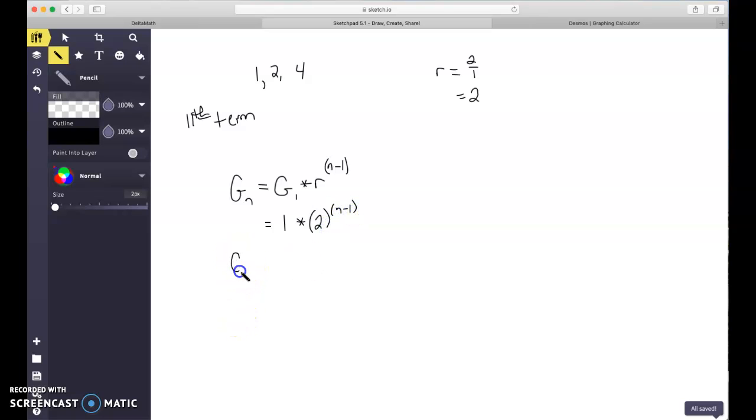They want us to find the 11th term, so everywhere I see an n, I'm going to plug in an 11. And then I'm going to follow order of operations to simplify, right? So I'm going to do what's inside my parentheses first. So 11 minus 1 is 10. Then I'm going to do my exponents next.